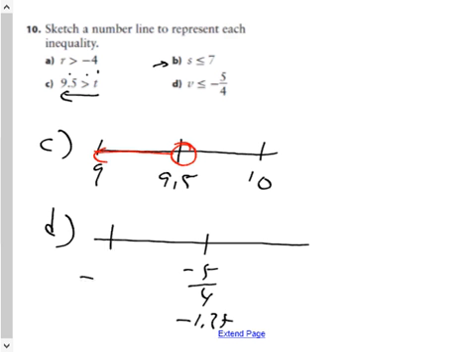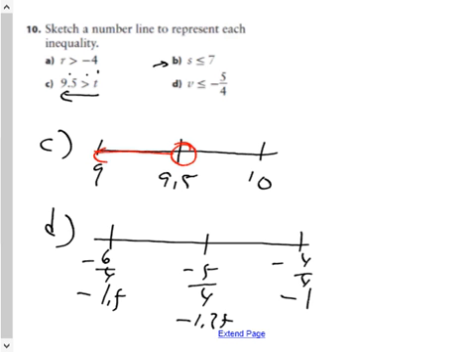We can make this negative 1.5. We can make this one over here negative 1 if you wanted to, or if you wanted to use fractions, because that's what it's written in, you could use negative 6/4 and negative 4/4 if you wanted to. All right, that's the same numbers.